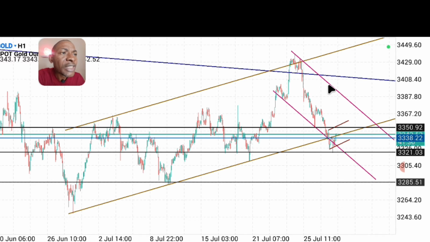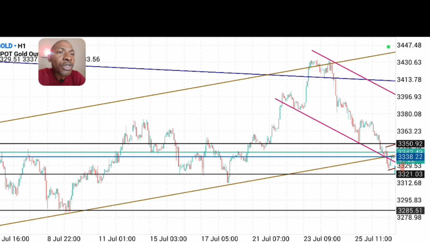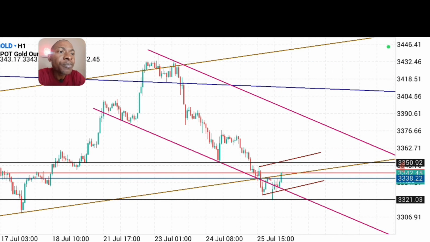Now we're also seeing another descending channel right here which I'm tracking, so we want to now look at what is happening just right there. Okay, now the channel was connecting these very lows, these lower lows and these highs.